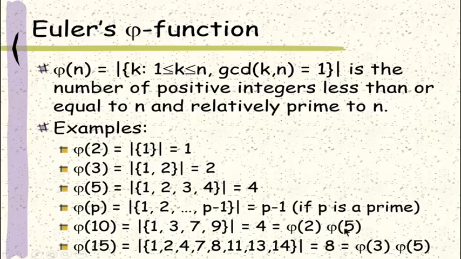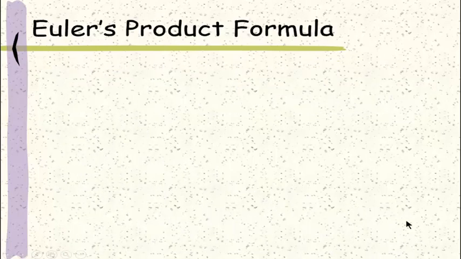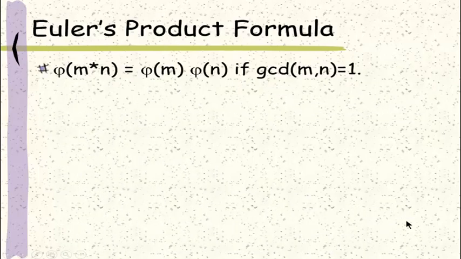So for these two observations, it happens they are not a coincidence. Indeed, we have this formula here. If we have two numbers, m and n, that are relatively prime to each other, then phi of m times n is equal to phi of m times phi of n. Actually, to prove this is fairly straightforward.